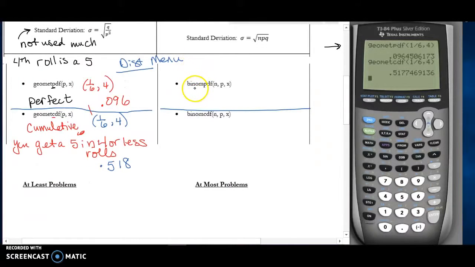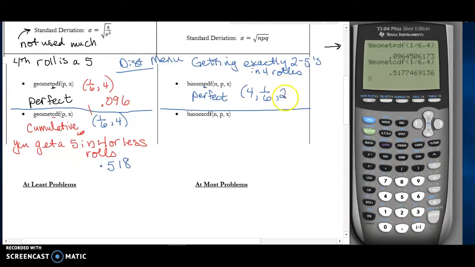Okay, so let's look at binomial. Again, binomial is going to count the number of successes. The first example would be getting exactly 2 5s in 4 rolls. P stands for perfect. My N is the number of rolls I have, so I have 4 rolls. My P is my probability of success, which is 1/6. And then my X is how many successes I want, and I want 2.